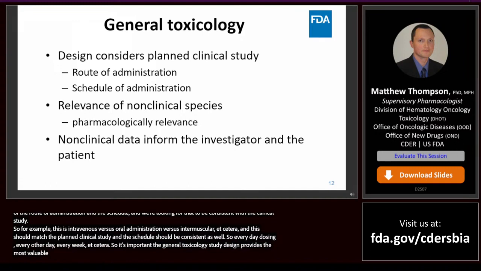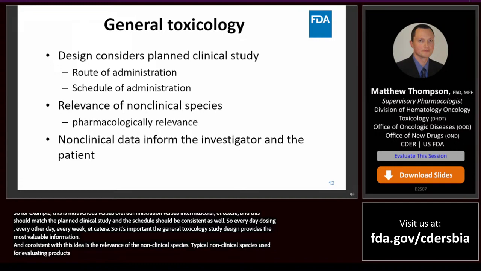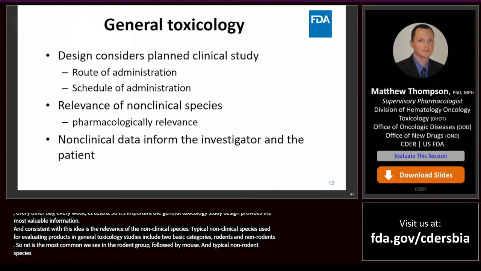And consistent with this idea is the relevance of the non-clinical species. Typical non-clinical species used for evaluating products in general toxicology studies include two basic categories, rodents and non-rodents. So rat is the most common we see in the rodent group, followed by mouse. And typical non-rodent species are dog and monkey.